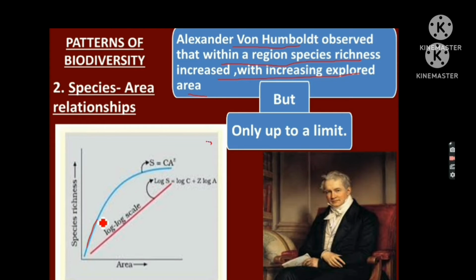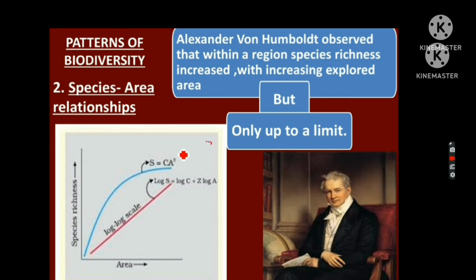You will get a graph like this. This is called rectangular hyperbola, where initially you can see whatever area is there, accordingly the species richness will also increase. See, like this. It is proportionate, but only up to a limit. After a limit, there will be no further increase. It is coming asymptote. Asymptote means somewhat constant.